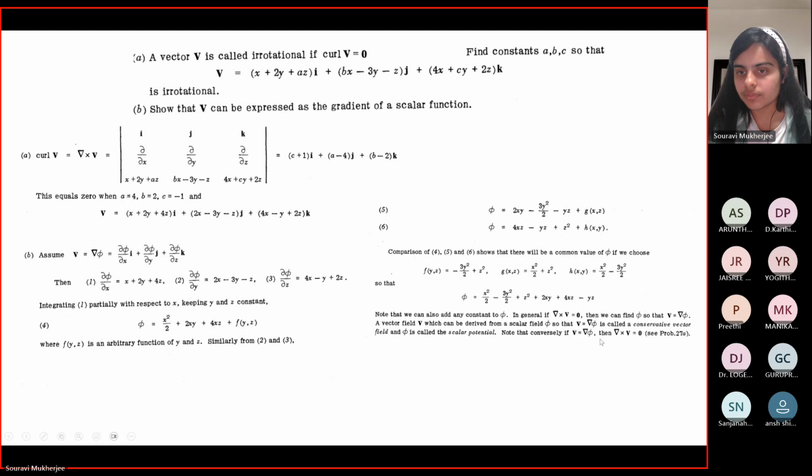Okay. So if your electric field is irrotational, say if curl of E is 0, then from there you can say that you can write E as gradient of some scalar quantity, and it is that scalar quantity which we call our potential.